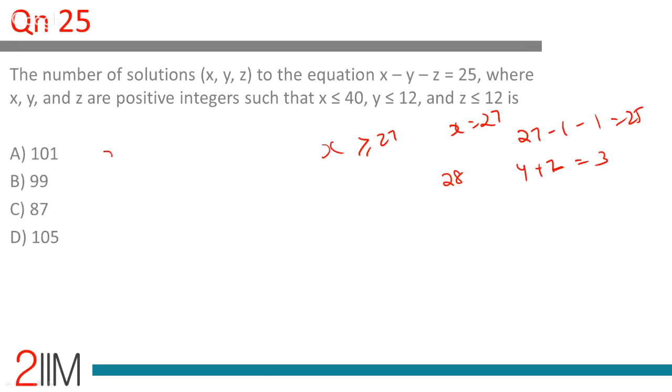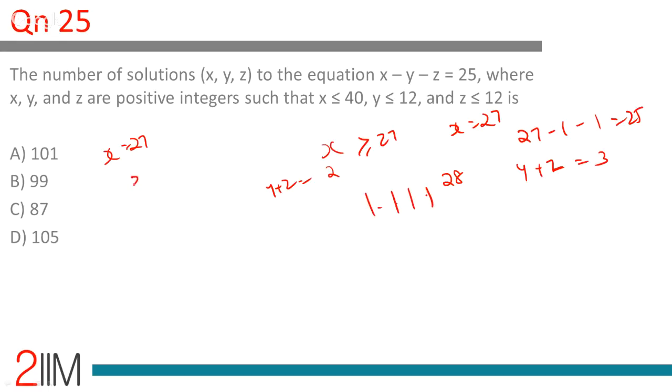So when X is 27, Y plus Z add up to 2. The number of ways in which it is possible is just 1. N minus 1, C1. Put just a plus symbol. So Y plus Z is 3 gives 2 ways. Y plus Z is 4 gives 3 values.